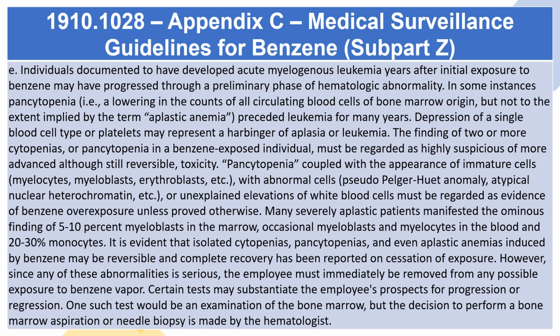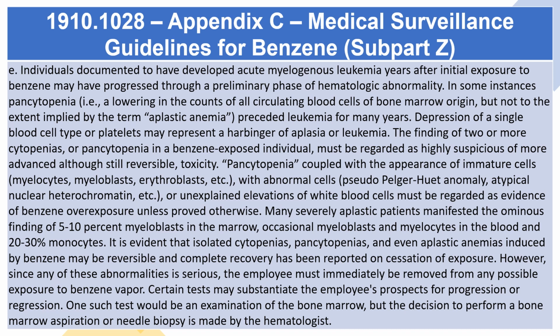The finding of 2 or more cytopenias, or pancytopenia, in a benzene-exposed individual must be regarded as highly suspicious of more advanced although still reversible toxicity. Pancytopenia coupled with the appearance of immature cells, myelocytes, myeloblasts, erythroblasts, etc., with abnormal cells, pseudo-Pelger-Huet anomaly, atypical nuclear heterochromatin, etc., or unexplained elevations of white blood cells must be regarded as evidence of benzene overexposure unless proved otherwise.